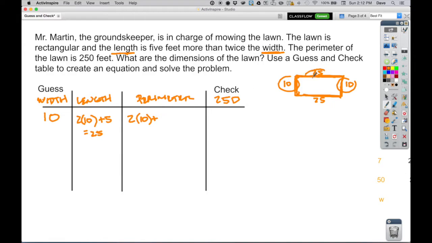plus 2 lengths. So 2 times whatever the length is. In this case, the length was this piece right here. 2 times 10 plus 5. Twice the width plus 5 more. It looks a little confusing, but this will get cleared up later. In this case, this turns out to be 70. Which is way too low.